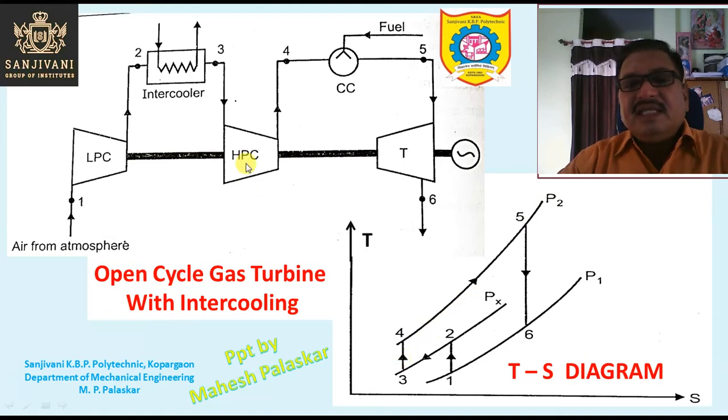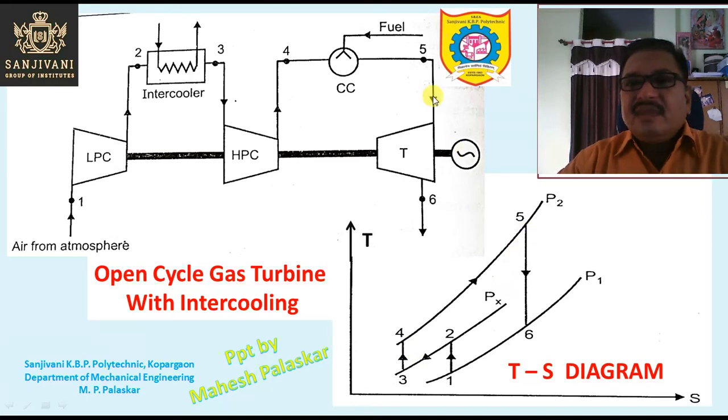So in the second stage or the high pressure compressor, the air is further compressed up to the pressure P2, and after that the air will enter inside the combustion chamber. So the heat is added in the combustion chamber, and that is process 4-5. So process 4-5 is nothing but heat addition in the combustion chamber, right?